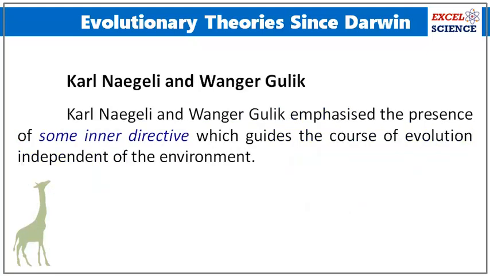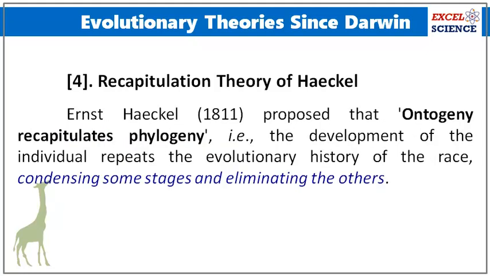Carl Nageli and Wenger Gulick emphasized the presence of some inner directive which guides the course of evolution independent of environment. Recapitulation theory of Haeckel. Ernst Haeckel proposed that ontogeny recapitulates phylogeny. That means the development of the individual repeats the evolutionary history of the race, condensing some stages and eliminating the others.